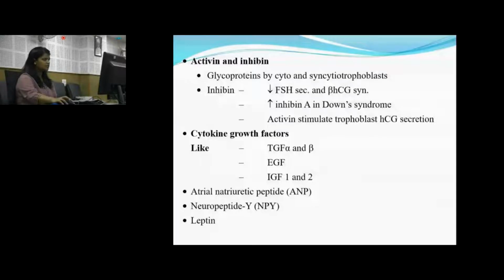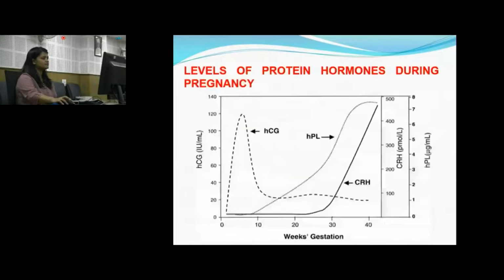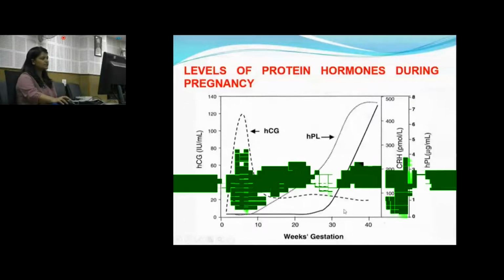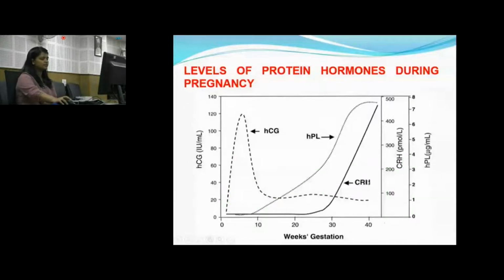There are certain cytokine-like growth factors like TGF-alpha and beta, EGF, IGF-1 and 2, atrial natriuretic peptide, neuropeptide Y, and leptin, which are secreted by the placenta. Now, this is a diagram which shows the various protein hormone levels during pregnancy. You can see HCG peaks at less than 10 weeks, and then the levels come down to 30,000, and then they are maintained like this throughout the pregnancy, while both HPL and CRH increase till the later part of the pregnancy.